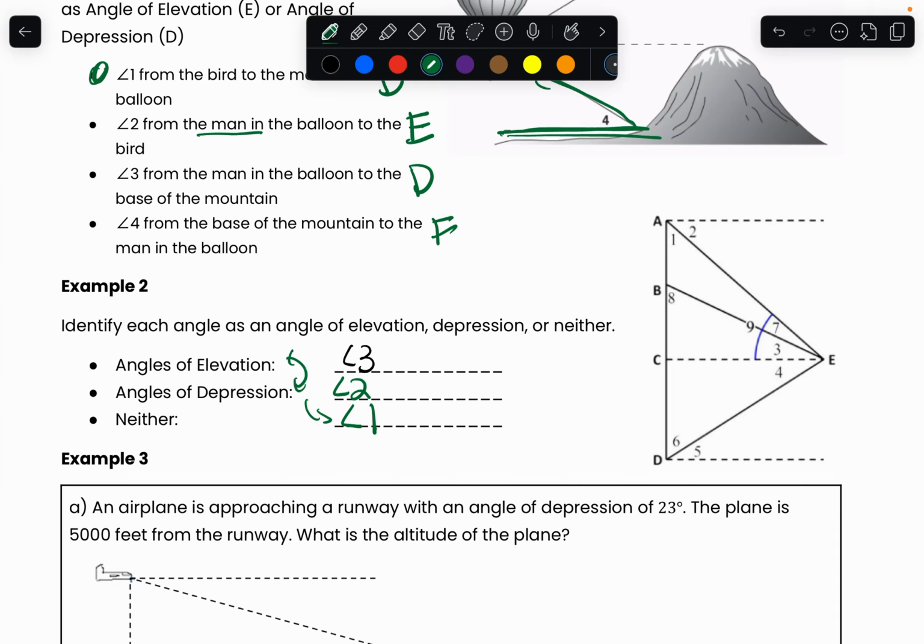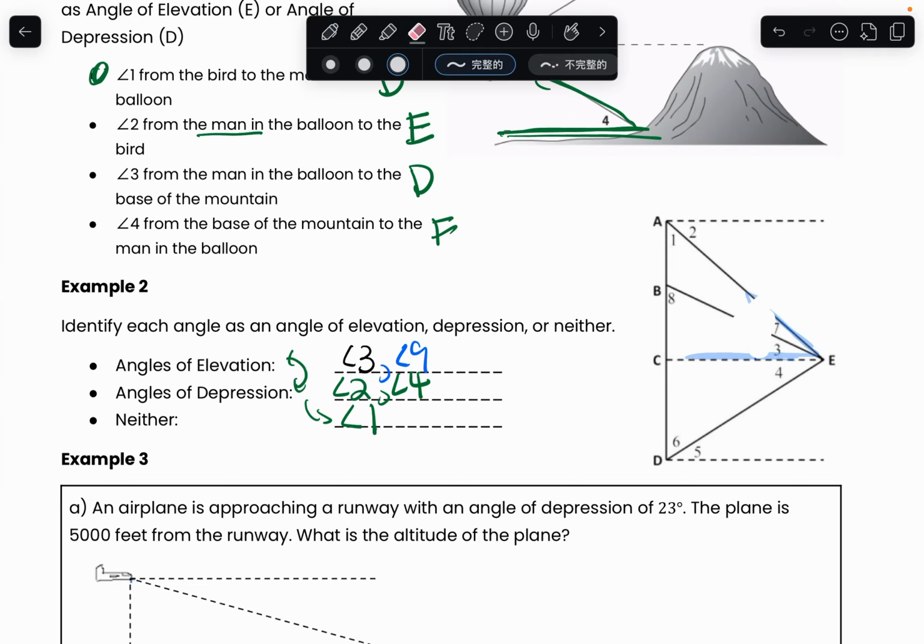Let's go ahead and do angle 4. Angle 4, we have a horizontal line, and my other line is going downward. So it's going to be depression. Angle 9, let's take a look. Angle 9 right here is actually this whole angle from here to here. Now we have our horizontal line right here, and the other line is going upward. So therefore, it's going to be elevation.